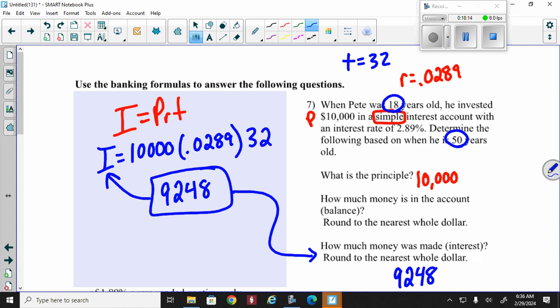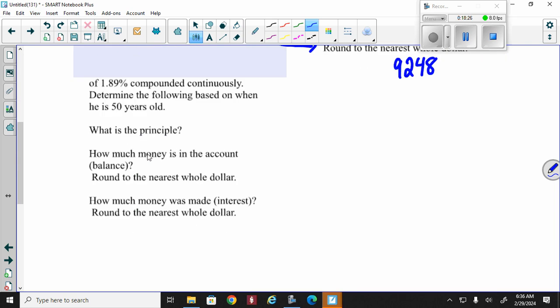So think about it, guys. If you started with 10,000 and if you made 9,000, how much money do you have now? Well, I'm just going to add the two, which gives me $19,248. There we go.